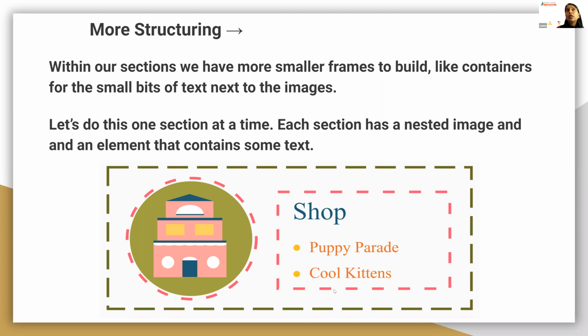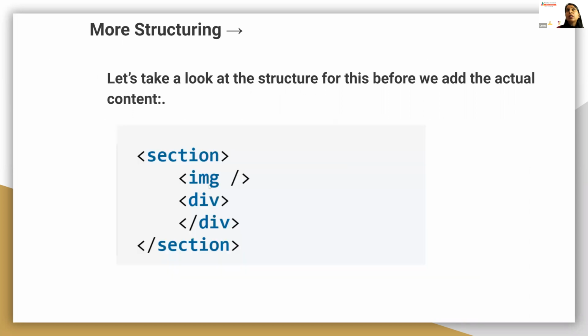Another heading, and then we have a list component over here into that. All right. So we are going to use an image tag and a div tag. We are adding another container because we have 2 components to add to our section. So let's add these containers to our web page.